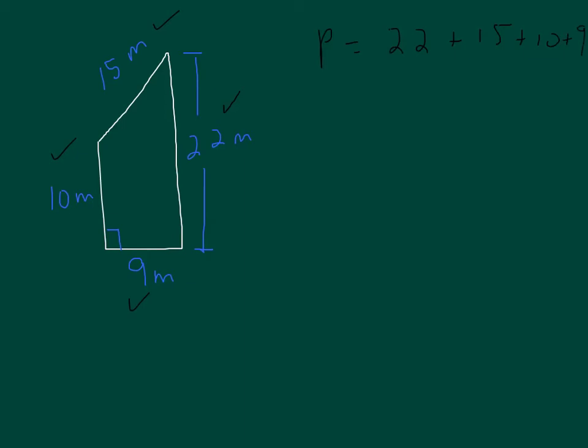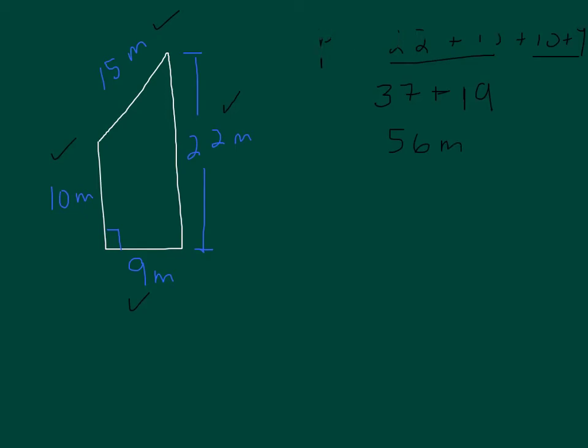So I'm going to just see what goes together. I don't see anything nicely going together, so I'm going to add a pair at a time. 22 and 15 is 37. 10 and 9 is 19. 19 is almost 20. So 37 plus 20 would be 57, and I have to take away one more. So 56 meters is my perimeter.